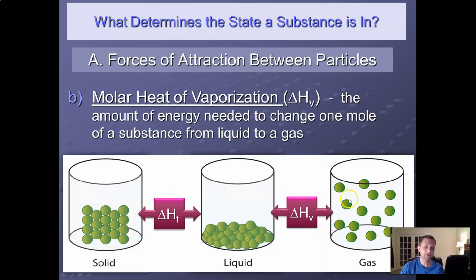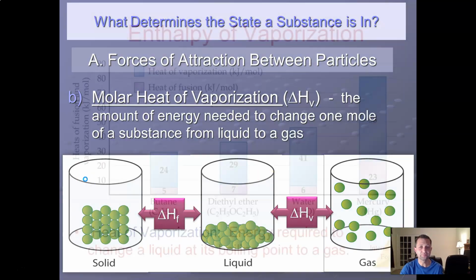If you're going backwards, from a gas to a liquid to a solid, the terms are the same, but energy would be released. So the particles have less energy to go from a gas to a liquid. And then if they lose even more energy, they're not going to move as fast, right? So they're going to be in the solid state. So energy goes in as you go to the right, energy comes out as you go to the left.